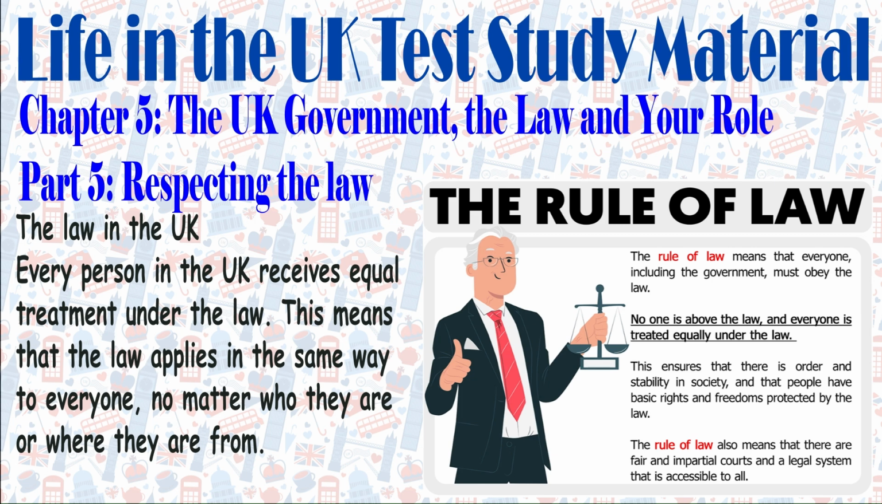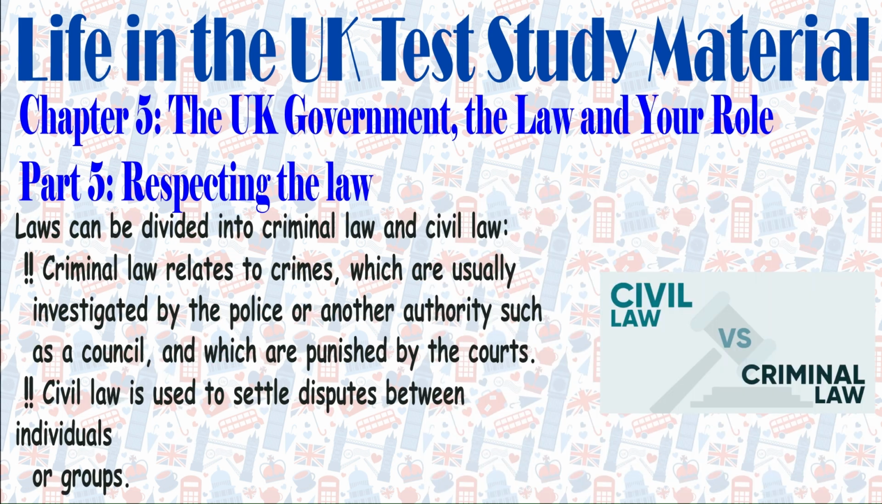The law in the UK. Every person in the UK receives equal treatment under the law. This means that the law applies in the same way to everyone, no matter who they are or where they are from. Laws can be divided into criminal law and civil law. Criminal law relates to crimes, which are usually investigated by the police or another authority such as a council, and which are punished by the courts. Civil law is used to settle disputes between individuals or groups.